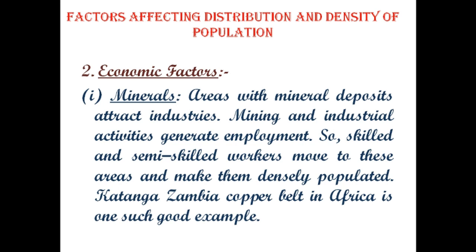Mining and industrial activities generate employment where skilled and semi-skilled workers are required in these industries. So people would like to move to those areas where they will get employment or where they will get their jobs easily. So these areas are densely populated. For example, in Africa, Katanga, Zambia, Copper Belt is a good example of it.